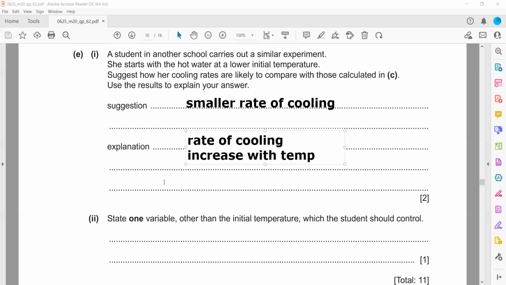Suggest one variable other than the initial temperature which the student should control. So the other variable which the student should control, like she should take the same amount of water which was taken by the other student in another school, or use the same size of container, same size of beaker, and the same room temperature. So many factors you can mention here.